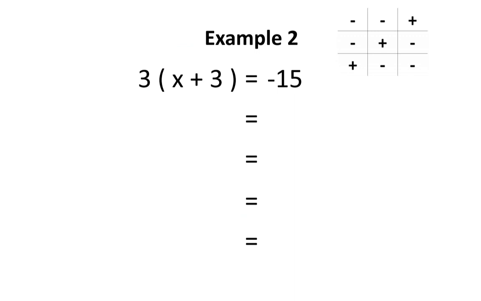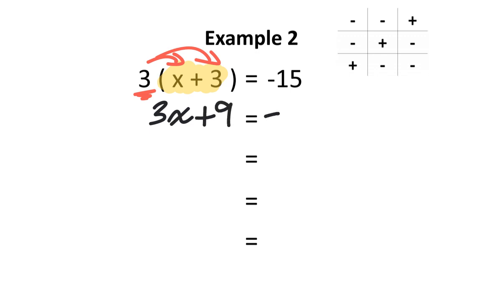In our second example, we have an equation with brackets. Within these brackets, you'll notice an x and a positive 3. You'll also notice a 3 in front of the brackets. That means that everything inside the brackets gets tripled. In other words, everything gets multiplied by 3. So x multiplied by 3 is 3x, and positive 3 multiplied by 3 is positive 9. The negative 15 stays exactly the same.